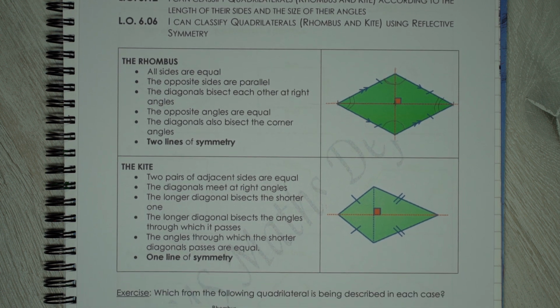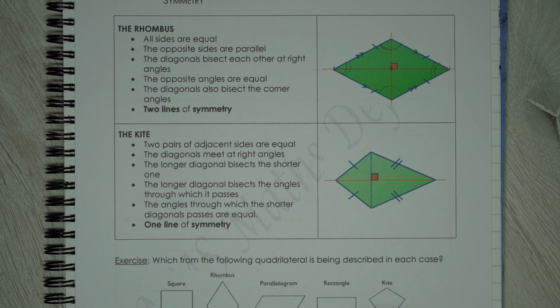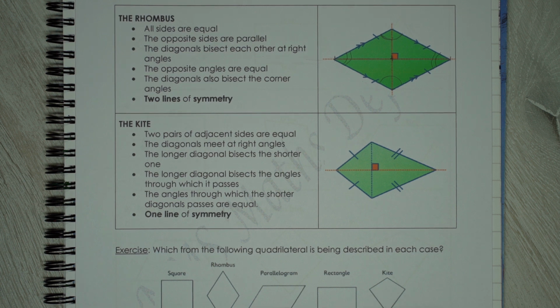So those are the properties of the rhombus. We have already done these way back in October, okay? So this must be an easy topic, sort of. The kite. This is a kite, and these are its properties.